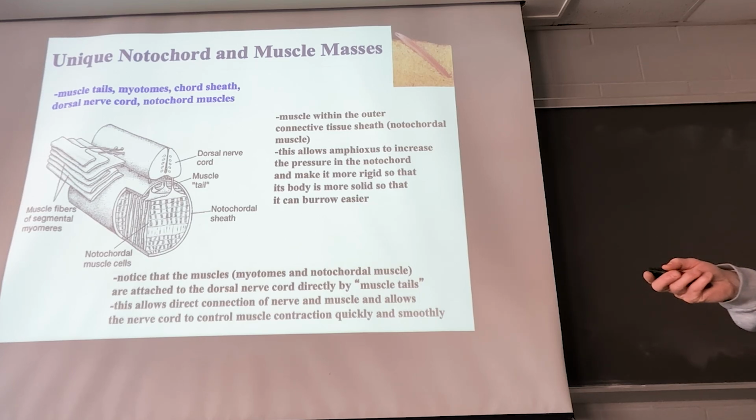Now, what's interesting is we know the dorsal hollow nerve cord sits on top of the notochord, or dorsal to the notochord. And the myomeres are on either side of it, right? Dorsally located.